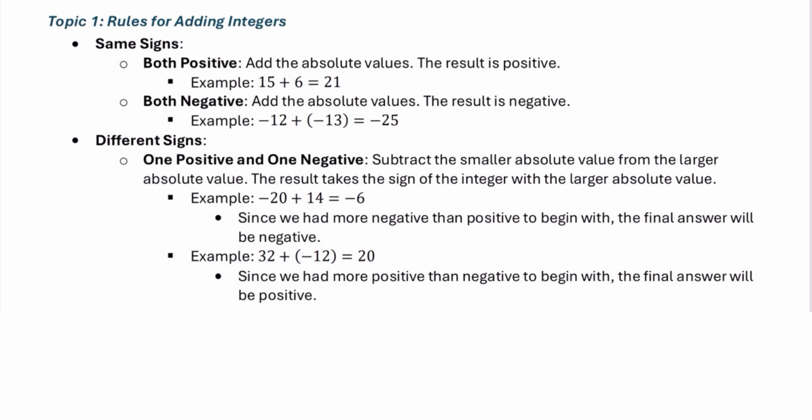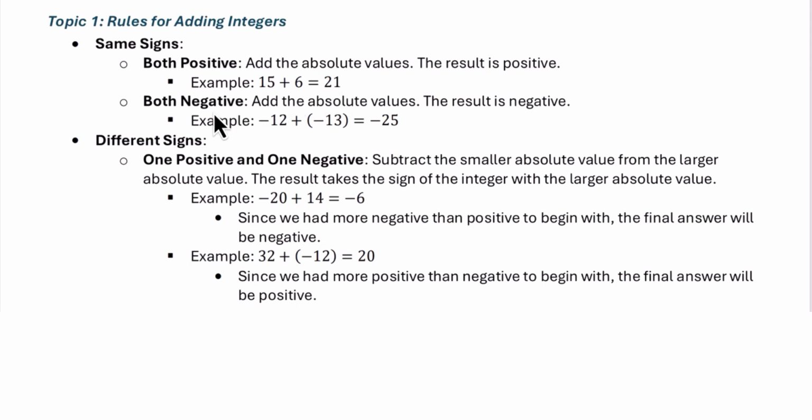In this video, we'll look at adding integers. Up first, if the integers have the same sign. If they're both positive, we add the absolute values. The result is positive. For example, 15 plus 6, recognize that both of these are positive. 15 plus 6, we simply add to get 21.